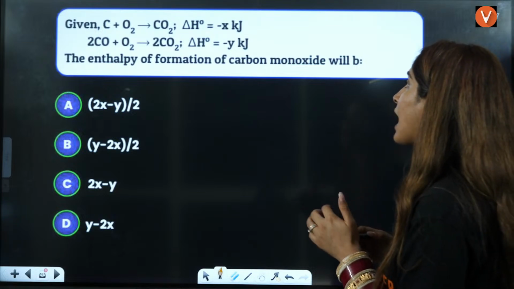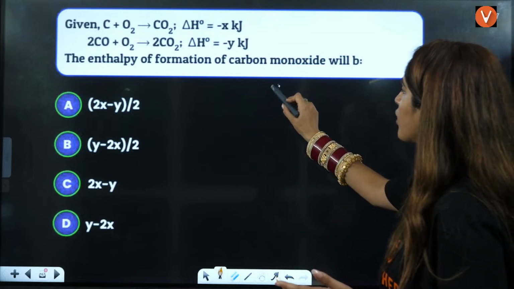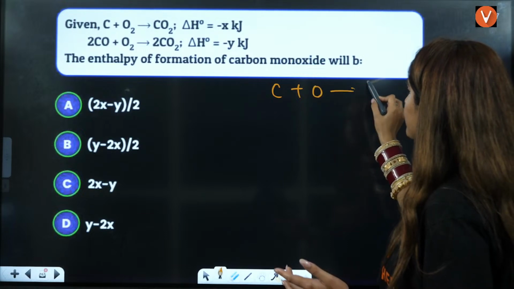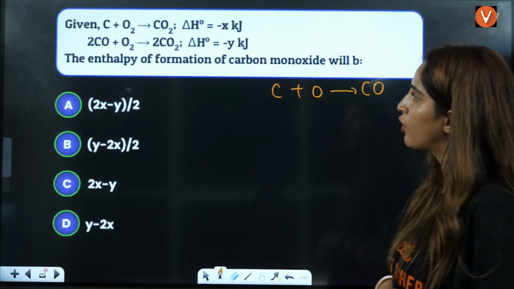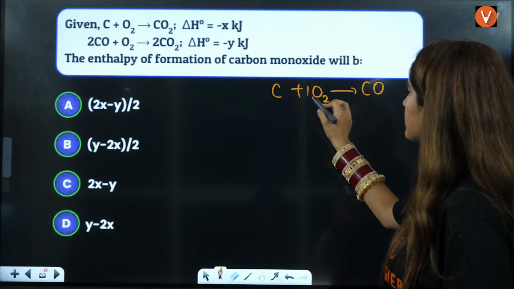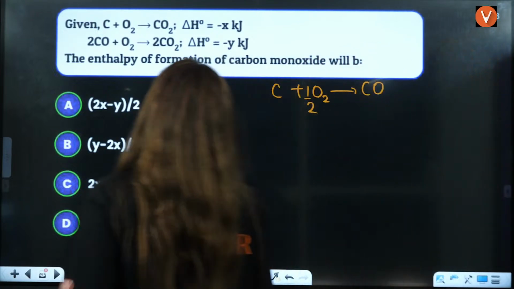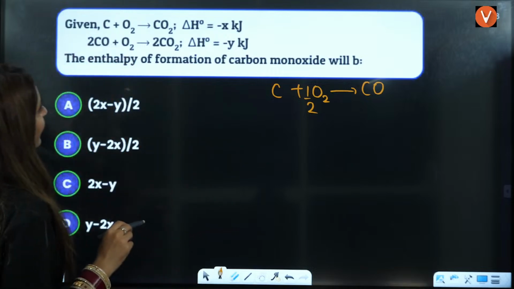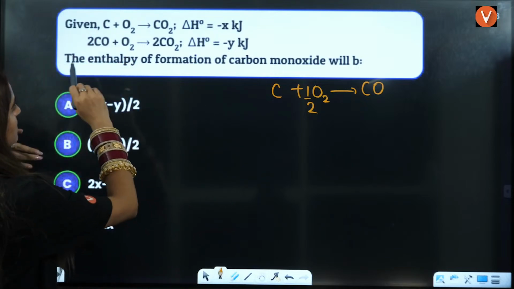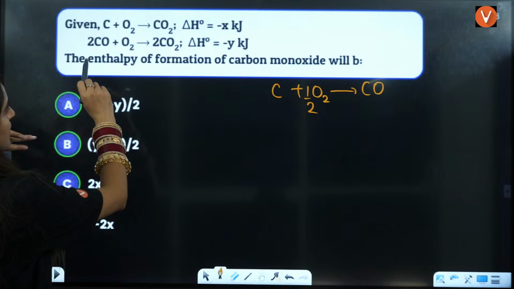Enthalpy of formation of carbon monoxide. Carbon monoxide is C plus O giving rise to CO. That is the enthalpy of formation. CO of this will be half. That is the thing that you need to have. This is basically Hess's law only. How to get this equation here?